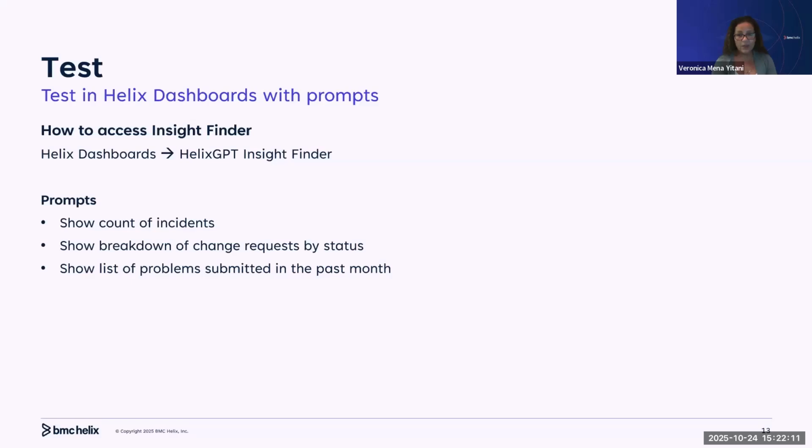Here are a few examples of the type of prompts you can use. Show count of incidents, show breakdown of the change request by status, show the list of problems submitted in the past month. It is truly that simple. Just ask our agent a data question, and Insight Finder builds a visualization for you.